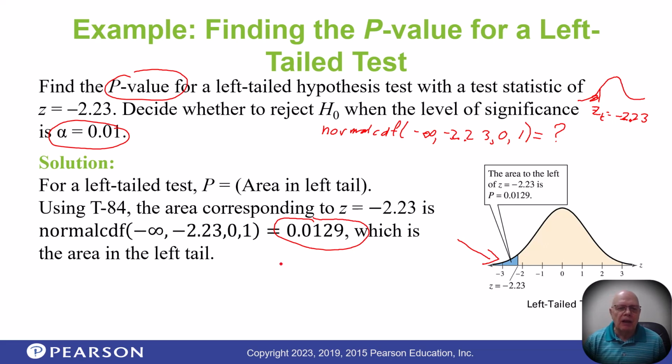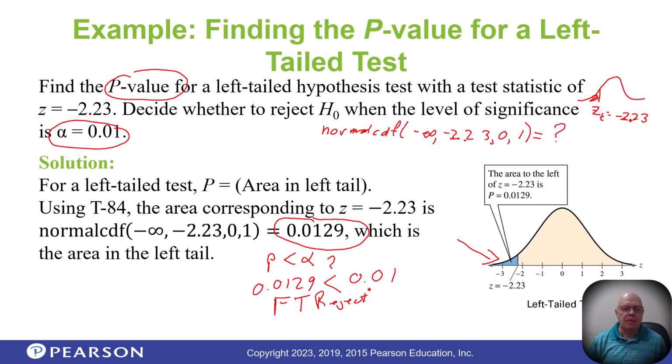0.0129. So remember, we're going to reject if p is less than alpha. P is 0.0129. Is that less than 0.01? Not quite. So, fail to reject. Got that?